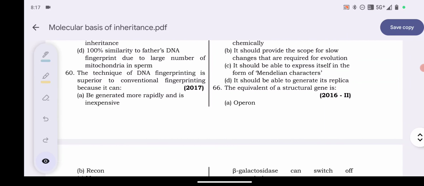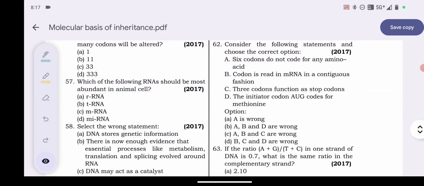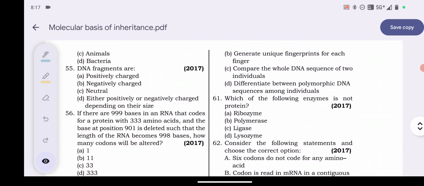60. The technique of DNA fingerprinting is superior to conventional fingerprinting because it can be generated more rapidly and is inexpensive. The first statement is wrong. Coming to the second: generate unique fingerprints for each finger. B is also wrong. Compare the whole DNA sequence of two individuals. Wrong. Differentiate between polymorphic DNA sequences among individuals. D is the answer.